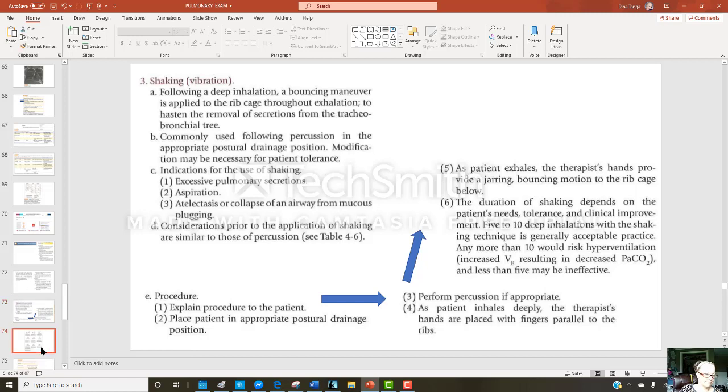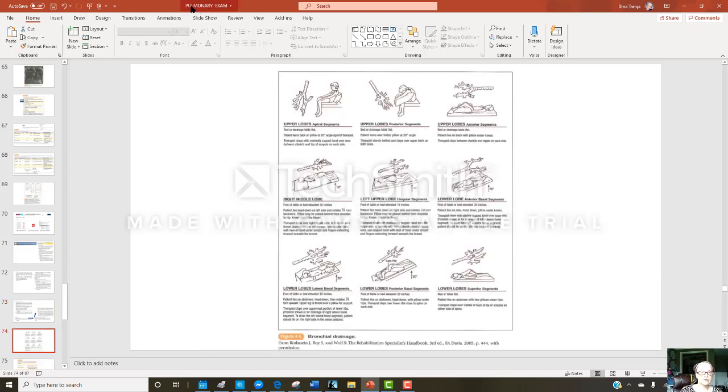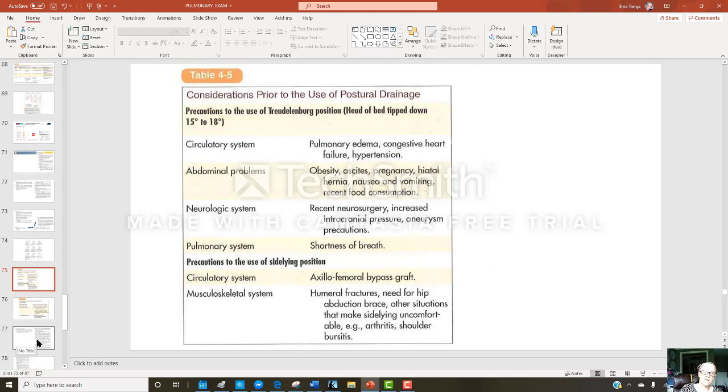Okay, so these are the postural drainage positions, and I have already gone over that in part 2 in detail, so we will not do that again. Considerations prior to the use of postural drainage.